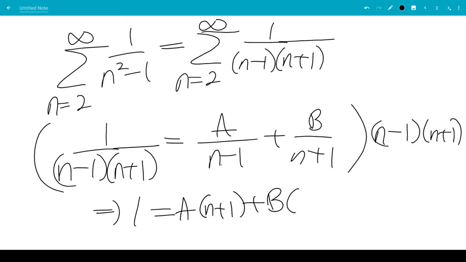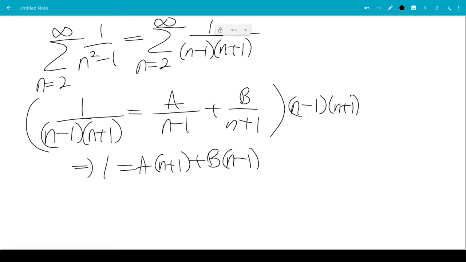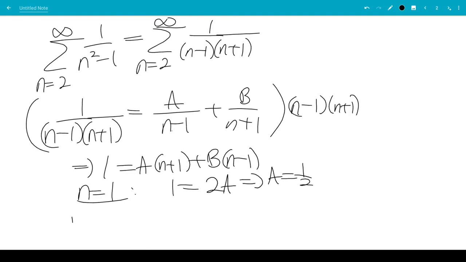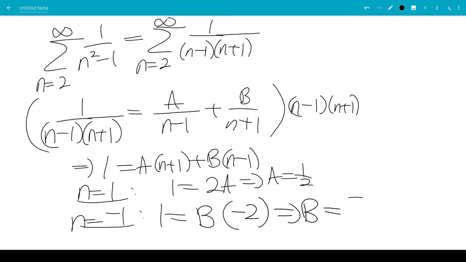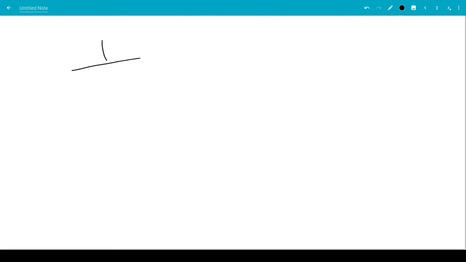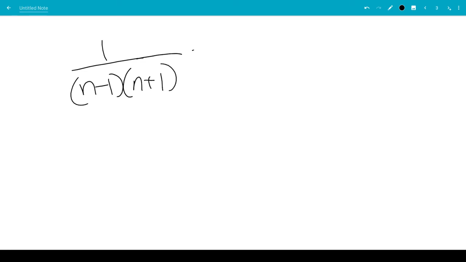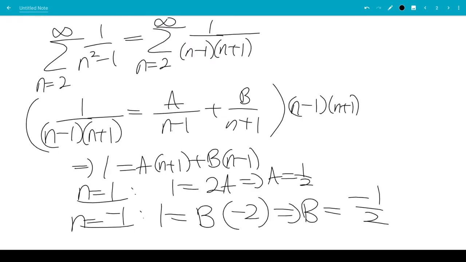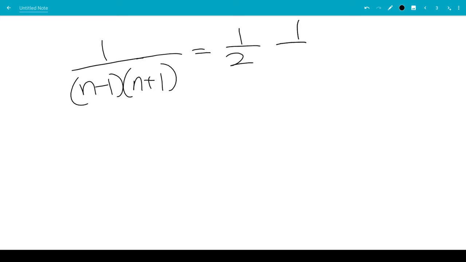When n equals 1, you'll get 1 is equal to 1 plus 1, which is 2a. That means that a is 1/2. When n is negative 1, a will cancel, and b times negative 1 minus 1 is negative 2b, so b is negative 1/2. So 1 over n minus 1 times n plus 1 is 1/2 times 1 over n minus 1 minus 1 over n plus 1.